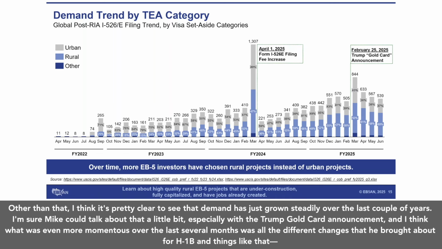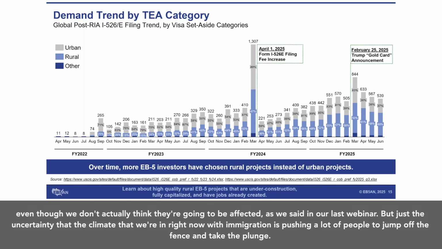Other than that, I think it's pretty clear to see that demand has just grown steadily over the last couple of years. So I'm sure Mike can talk about that a little bit, especially with the Trump gold card announcement. And I think what was even more momentous over the last several months was all the different changes that he brought about for H-1B and things like that. Even though we don't actually think they're going to be affected, as we said in our last webinar, just the uncertainty of the climate that we're in right now with immigration is pushing a lot of people to jump off the fence and take the plunge.